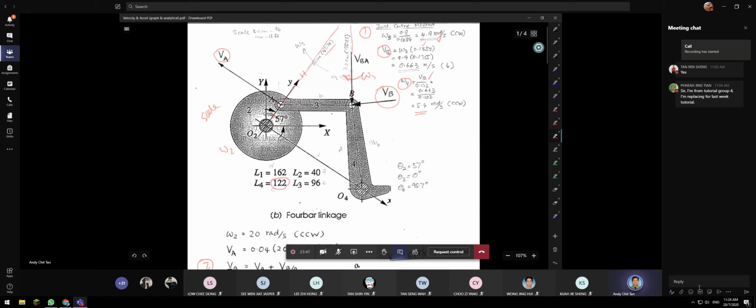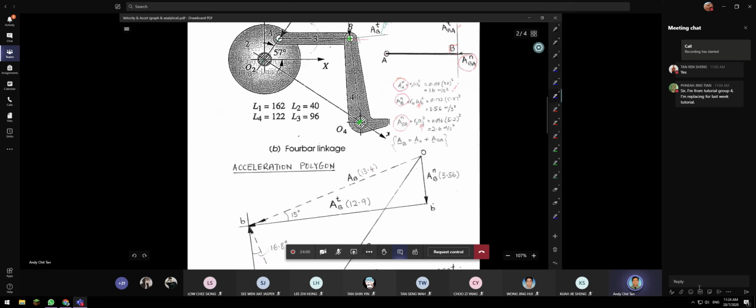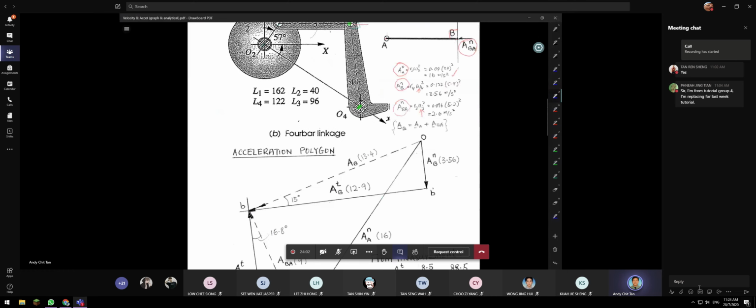So we have two values. One value is 4.9 and the other value is 5.4. So you substitute these two values into here, omega 4, which is 5.4, omega 3, 5.2. Then you know these two values. You can find omega n, and you also can find the acceleration of n.